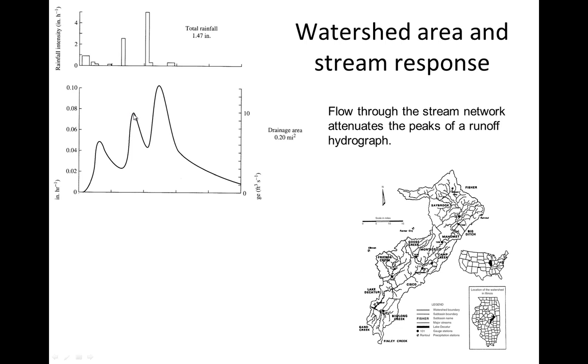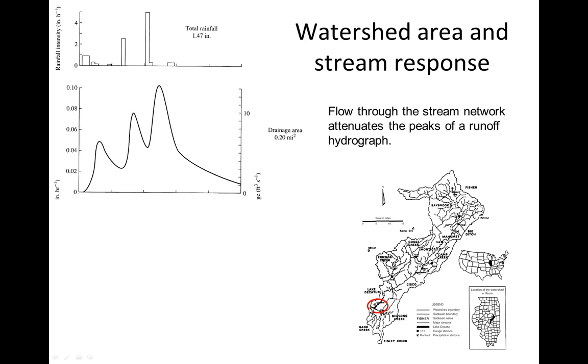And so after the second peak it recedes a little bit, but it's not receded down to zero before the third pulse occurs, and the peak increases even a bit more. And then there isn't any more significant rainfall after that, and so there's a gradual recession of the runoff. Now this was for a small drainage area. This was for a drainage area of 0.2 square miles.